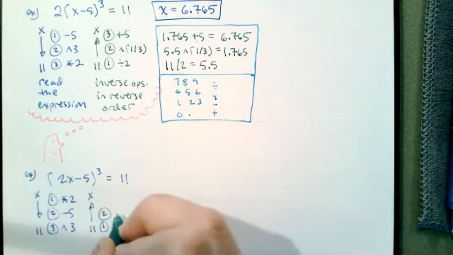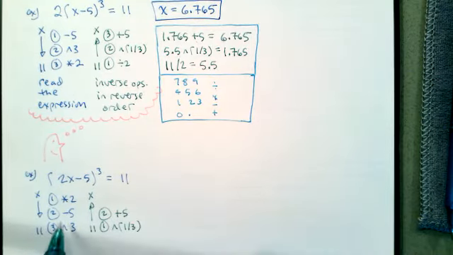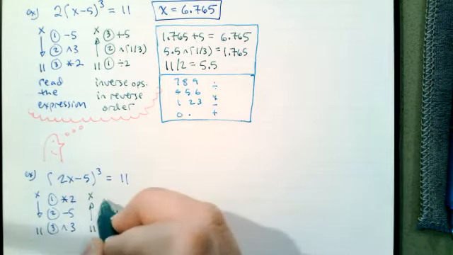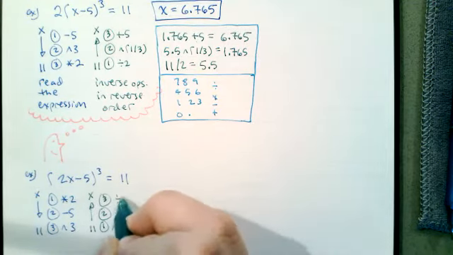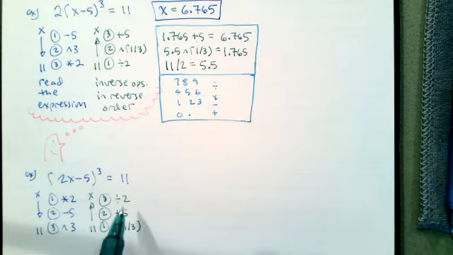Second, we'll add 5. The inverse of subtraction is addition. And third, we'll divide by 2, because the inverse of multiplication is division. This is all just what we're thinking.